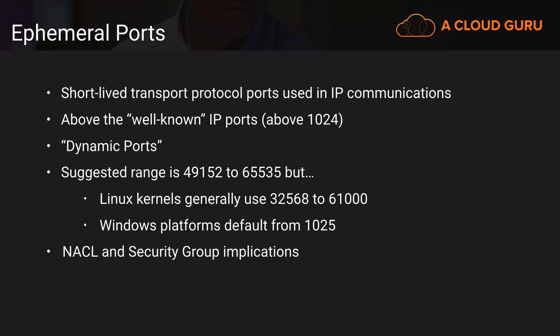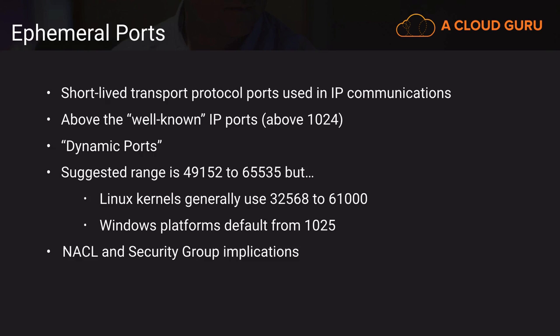Let's move on to ephemeral ports. So ephemeral ports are these short-lived transport protocol ports that are used in IP communications, and they generally exist above what's considered the well-known IP ports, meaning above 1024. And they're also sometimes called dynamic ports. And the suggested range for them to live in is between 49,152 and 65,535, but different OSs have different default settings for ephemeral ports, so be sure to double check your OS for whatever the default ephemeral ports are.